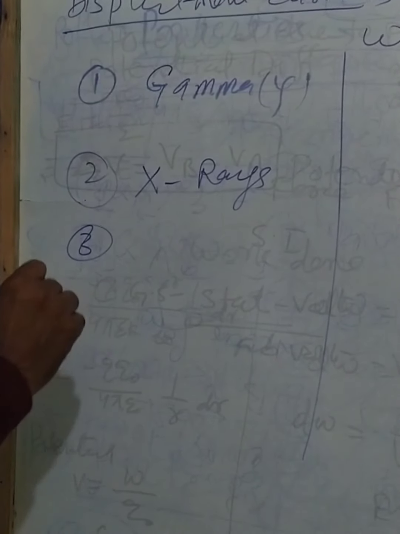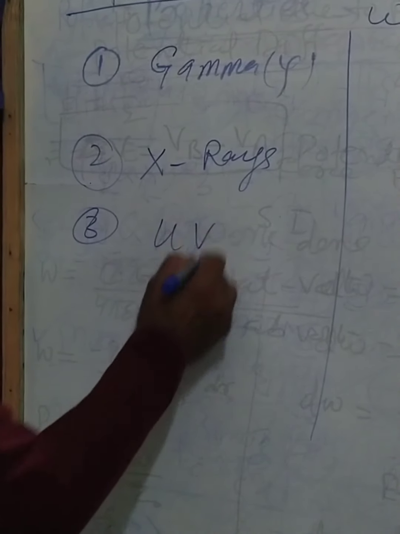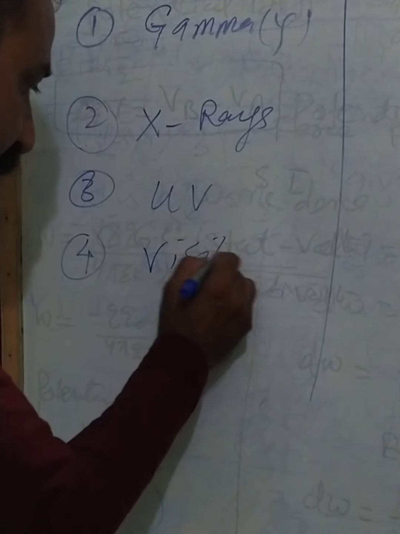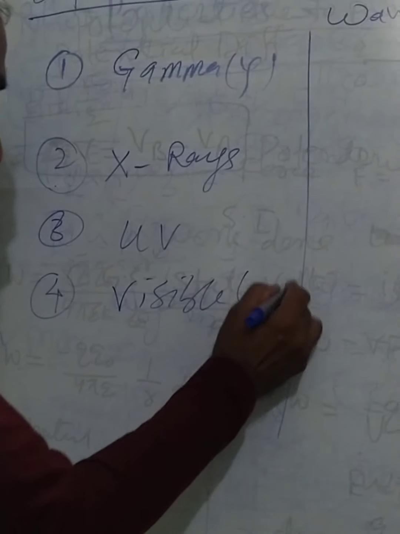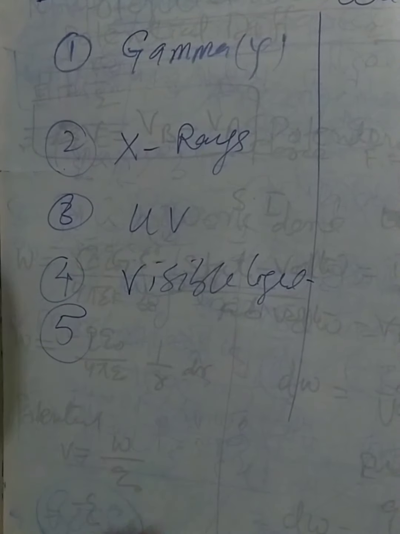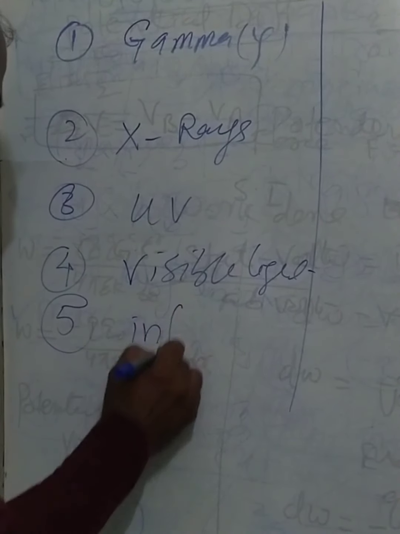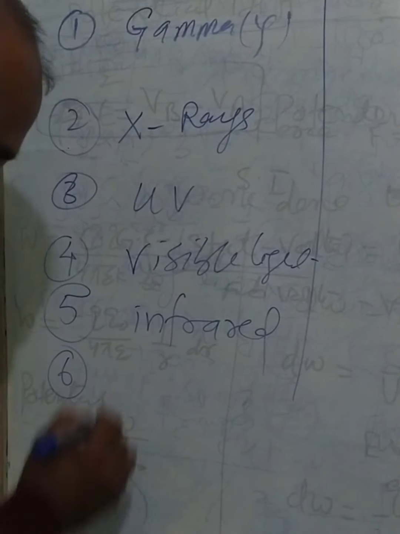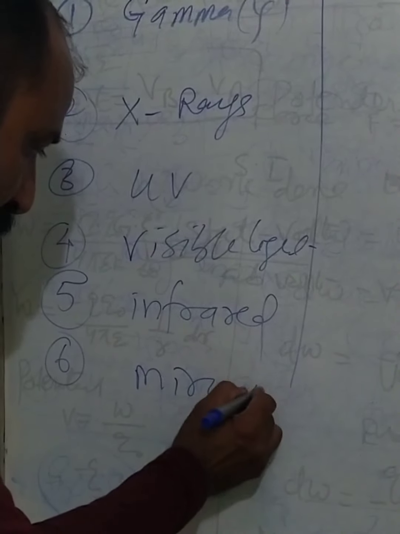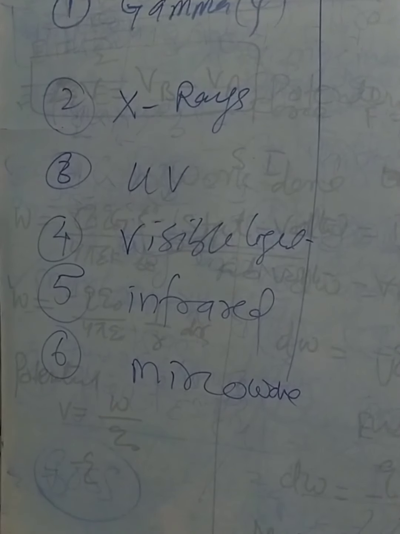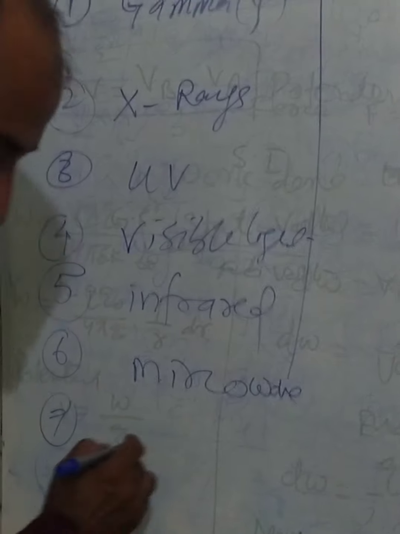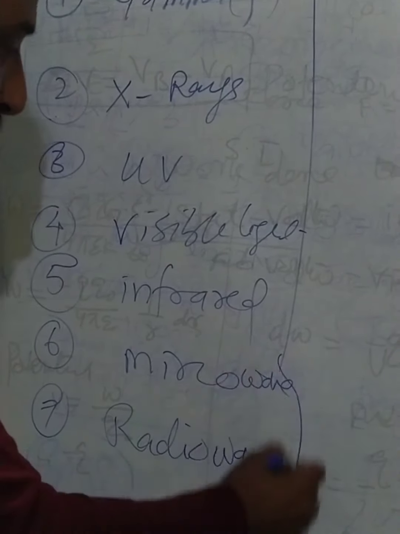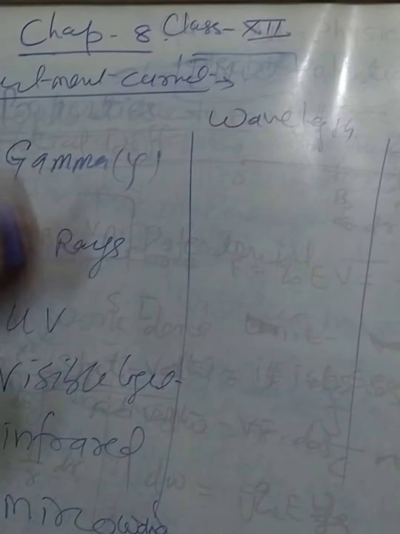At number third comes the UV radiation, ultraviolet radiation. At number 4 comes the visible light. At number 5, very common, infrared radiation. And number 6, the microwave. And number 7, the radio wave. And very simply, you have to learn the wavelength in meters.